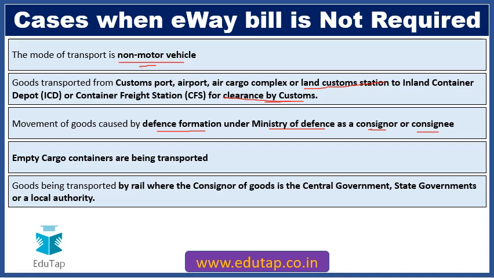Further, if you are transporting empty cargo containers, then also an e-way bill is not required. Further, if the goods are being transported by rail, where the consignor of the goods is the central government, state government, or local authority, so if the government is sending some particular goods through rail, an e-way bill is not required.